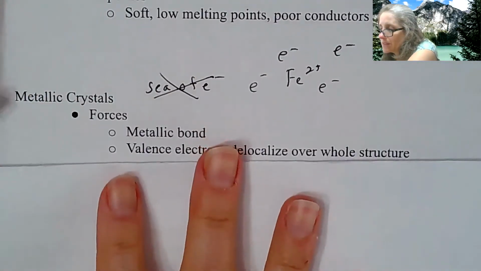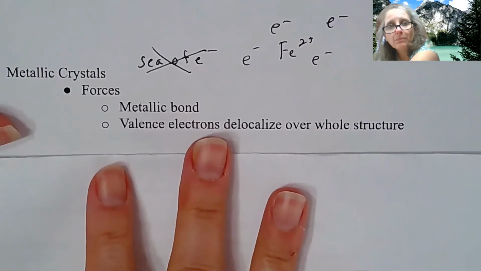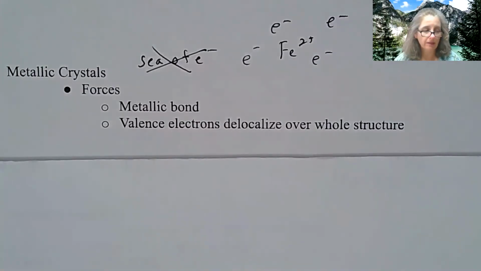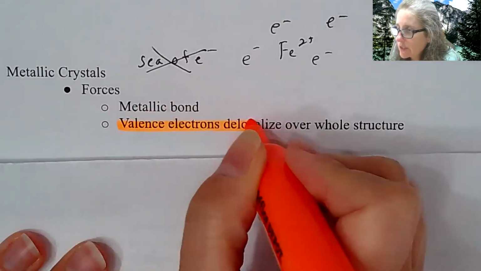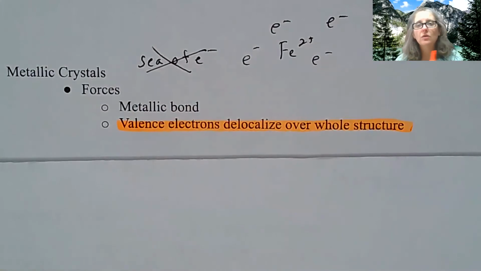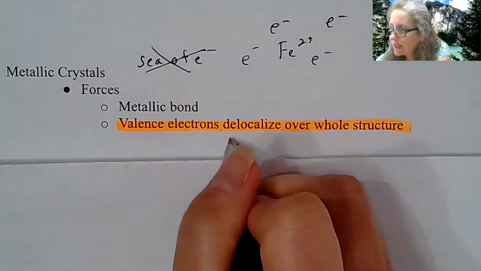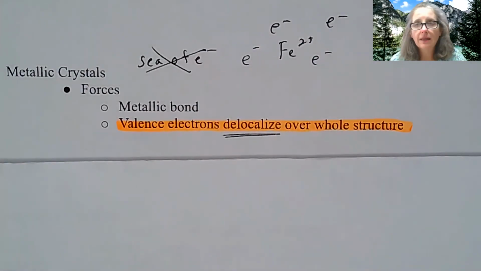So in a metallic crystal, we have a metallic bond. That's really what's driving all of this. This is the definition of a metallic bond that you're going to have to understand: valence electrons are delocalized over the whole structure. So those electrons don't belong to any one iron nucleus. They belong to the whole structure. That is why you have the properties that you do with metals. The key word here is delocalized. So get out of the idea of a sea of electrons and focus more on delocalizing the electrons.